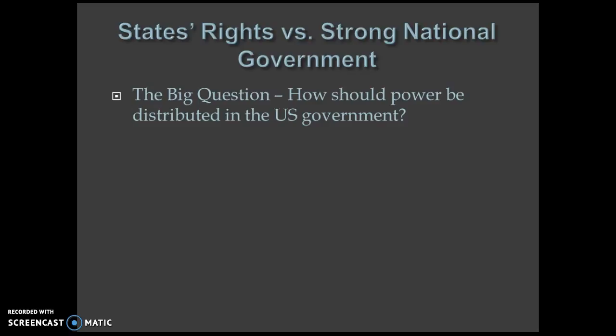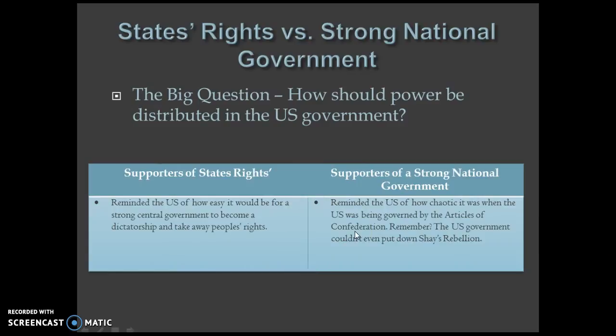Or should the national government that's in charge, theoretically in charge of all the states, have the majority of the power, and the states just have a little bit of power left over, some power, but not near as much as they had under the Articles of Confederation? So how should power be distributed in the U.S. government? There's a difference of opinion here.